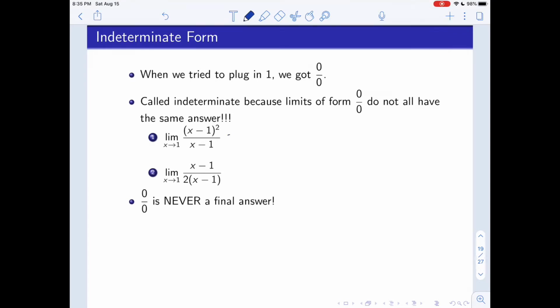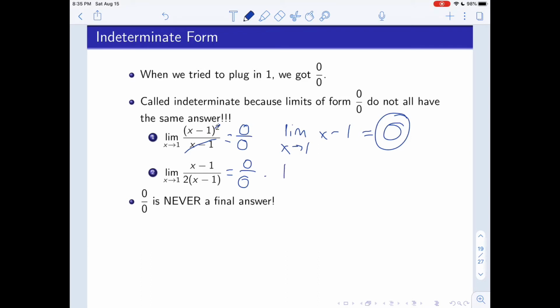both of them, if I just try to plug in 1, would get me 0 over 0. However, in number 1, if I cancel something, I've got these x minus 1s, I can cancel 1 on the top with what's on the bottom. Then I'd be looking at the limit as x approaches 1 of x minus 1, and that's 0. So there's my final answer for that one.